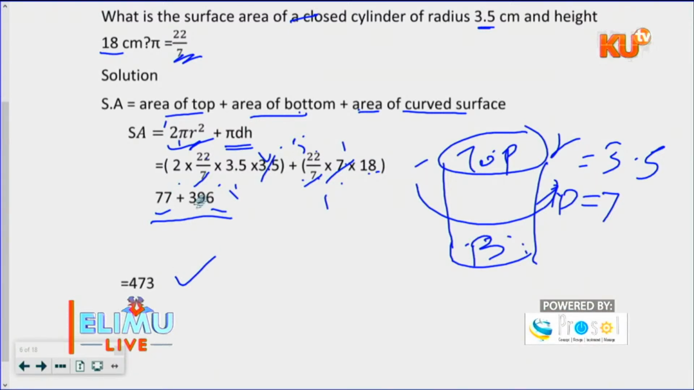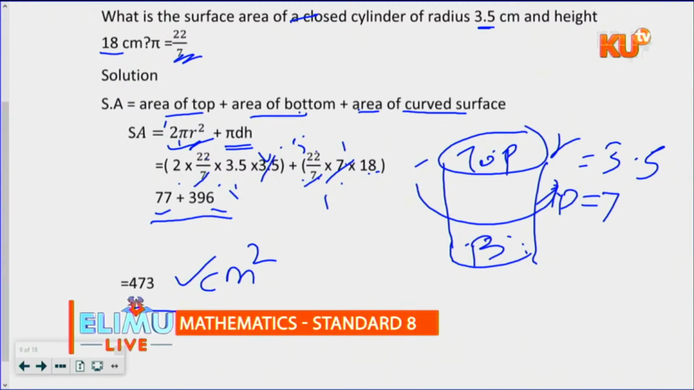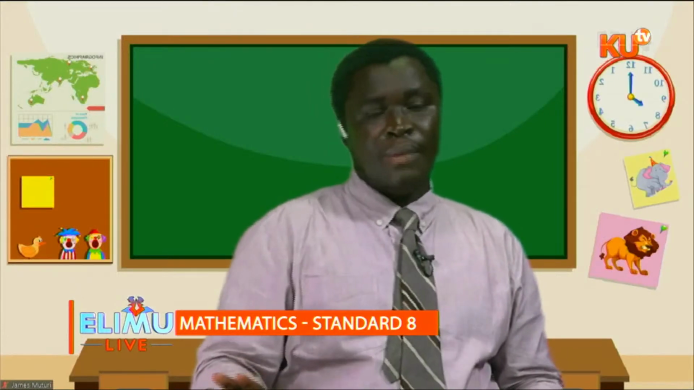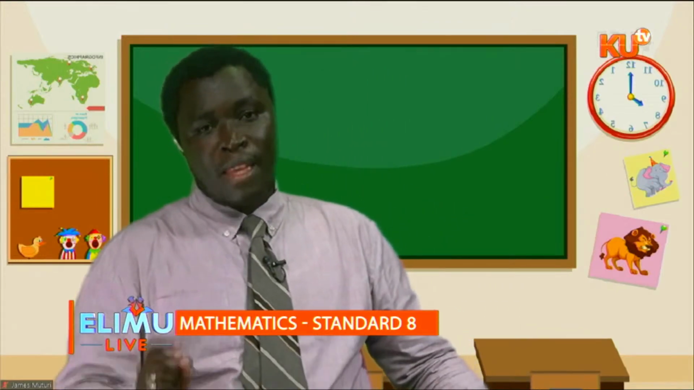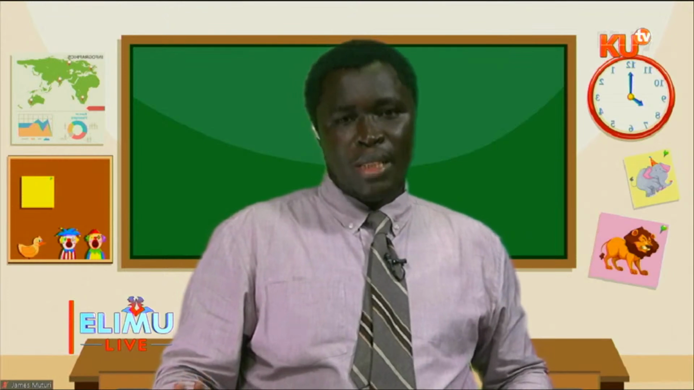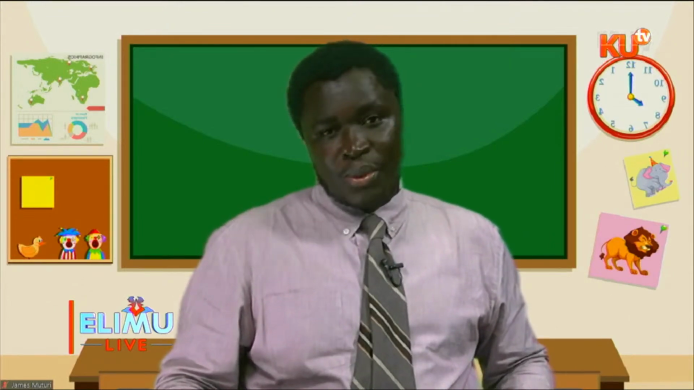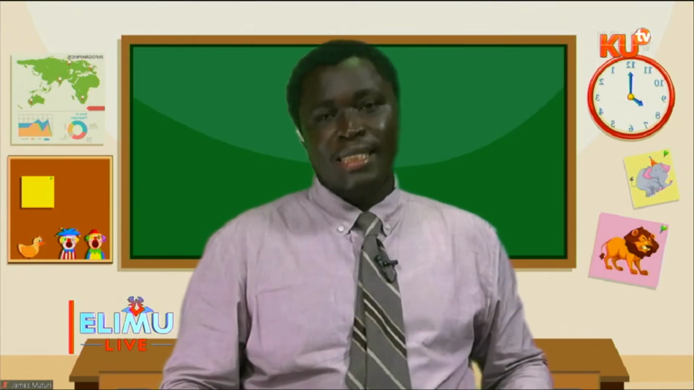473 square centimeters. That is always our unit, square centimeters. Anytime you are working with anything called area, be it surface area, area of a square, area of a rectangle, area of a circle, we will always have the units as square. Be it meter square, kilometer square, centimeter square, we'll always have the units as square.